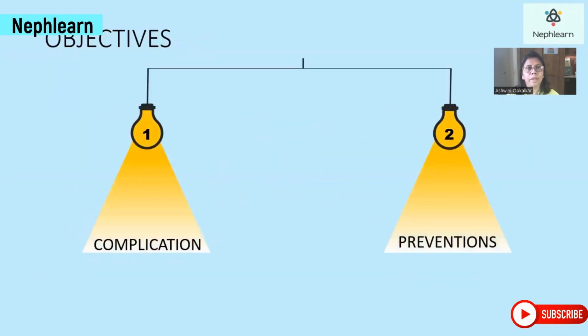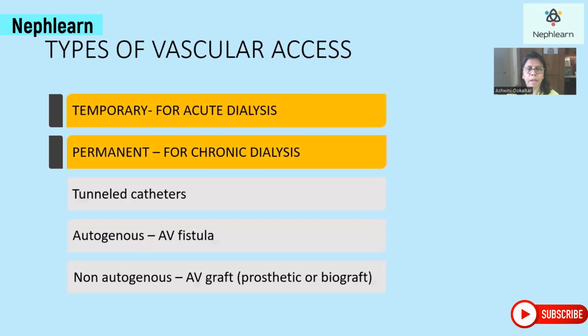Today we are going to talk about vascular access handling, which is so essential whether the patient is of acute kidney injury or whether the patient is of chronic kidney disease. And we are going to learn two things: what are the common complications that can happen and how to prevent these? We already know that temporary access is used for acute dialysis and permanent type of access is used for chronic dialysis patients, which may be tunnel catheters or fistula or graft.